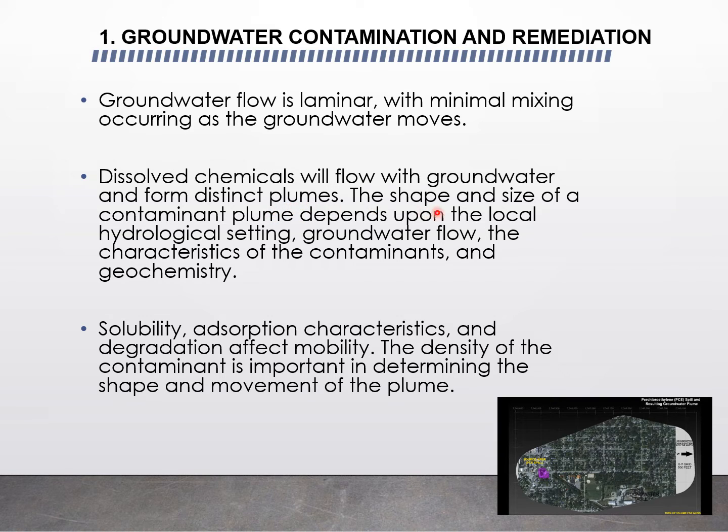The shape and size of the contaminant plume depend upon the local hydrological setting, groundwater flow, the characteristics of the contaminants, and the geochemistry. Solubility, absorption characteristics, and degradation affect the mobility. The density of the contaminant is important in determining the shape and movement of the plume. So this is a video that shows an example of the plume.